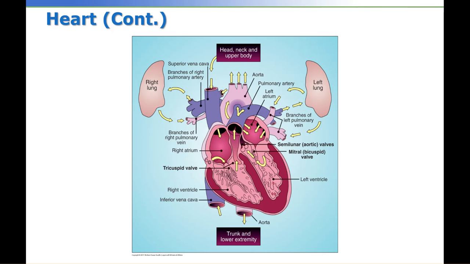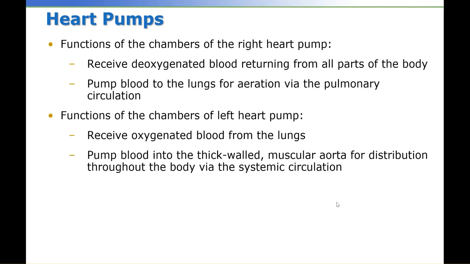The blood gets oxygenated, comes back up here into the left atrium, and then goes through the bicuspid valve down to the left ventricle, then out the aorta into the body, so the oxygenated blood goes back to the tissues. And that's really what it talks about here.